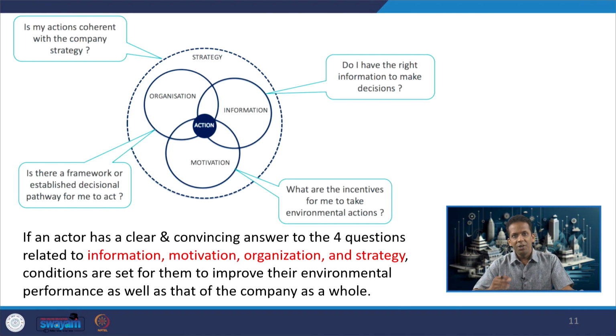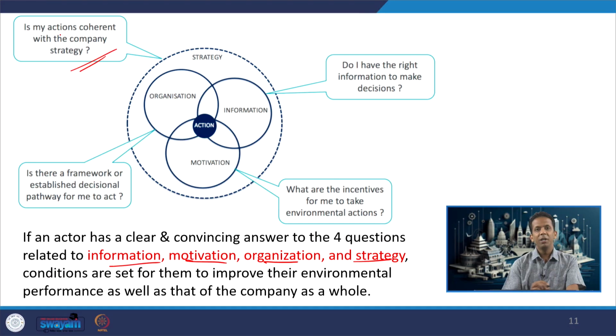The same study continued and presented a framework with 4 questions, related to information, motivation, organization and strategy, and it is not only for the company but for the individual employee also. What were those 4 questions? Are my actions coherent with the company strategy? First of all, employees should be aware of the company strategy, and then made aware of how their actions, even though it is a tiny role in the company, align with the company's strategy. That goes with the strategy.